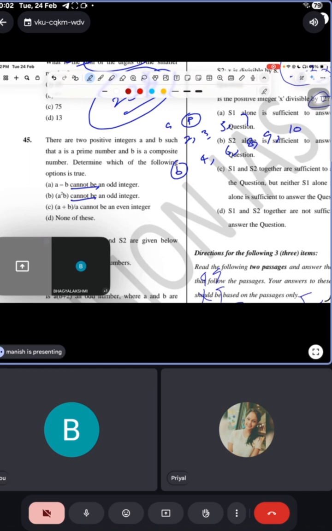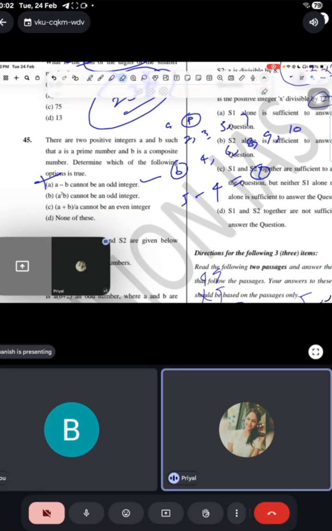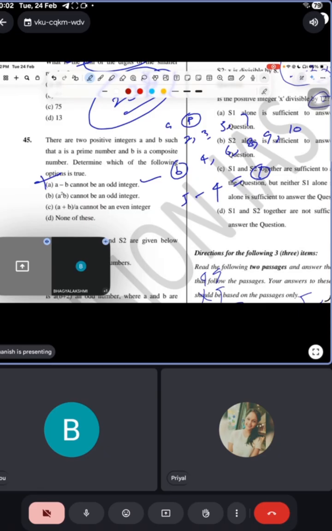Now if I take a equal to 5 and b equal to 4, then I got 1, and 1 is an odd integer, but it's saying cannot be an odd integer. It means it is wrong. I told you, if I prove it only one time, it will be wrong. Should it be even? No, it can be both.